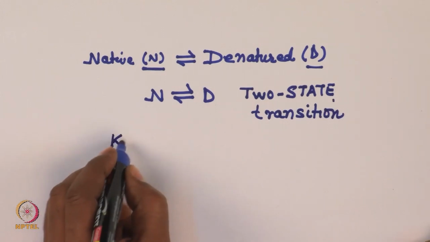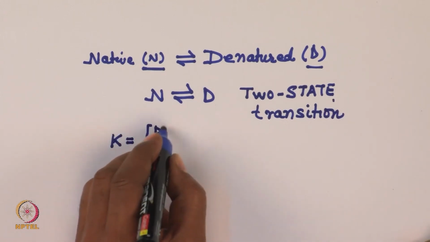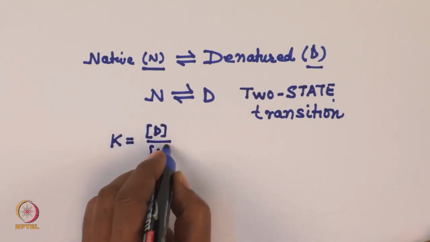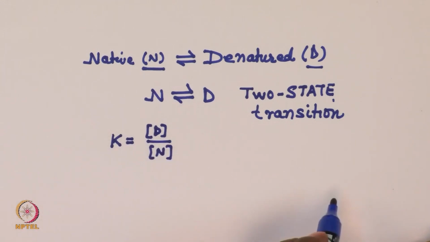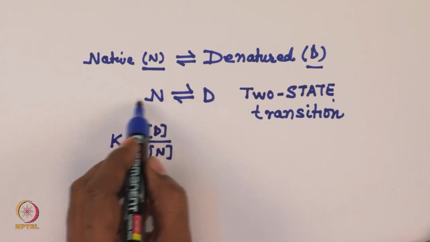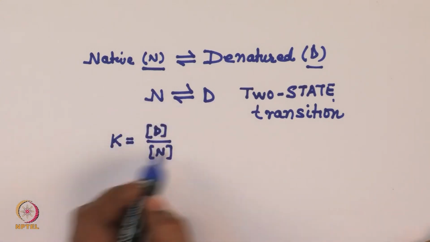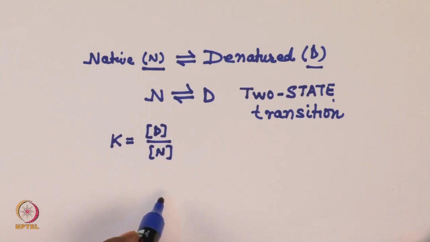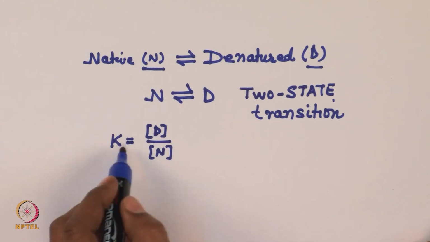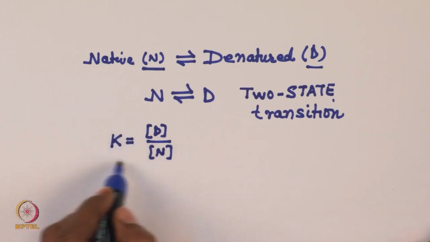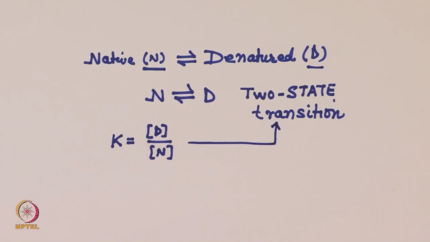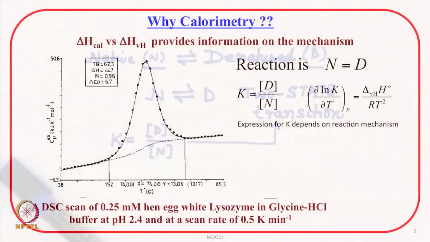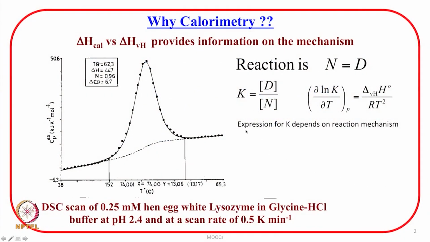And K is written as the concentration of D and the concentration of N. The way I write K depends on the reaction mechanism, because if the reaction mechanism were 2N going to D, then K would have been modified accordingly. That is what I mean, that this expression of K is being written for a two state transition. Let us go back to the slide. Expression for K depends on the reaction mechanism.